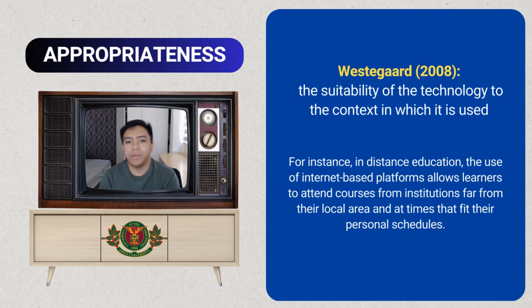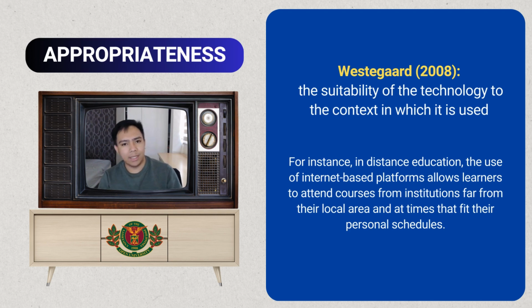First, we have appropriateness. What is it? Well, according to Westergaard, it's simply the suitability of the technology to the context in which it is used. Essentially, it's about choosing the right tool for the job, in the context of teaching and learning. Imagine a chef selecting a knife for cutting a vegetable. They wouldn't use a butter knife for it, right? Because it's unsuitable for the task. It's the same thing with appropriateness of the technology.